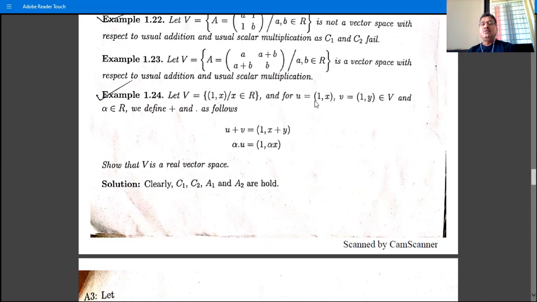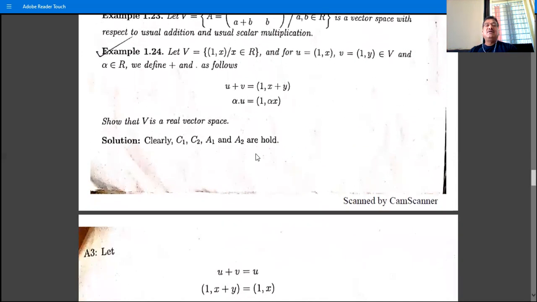And for U equal to (1, x) and V equal to (1, y), the definition of addition is this: U plus V is (1, 1 plus 1 is not 1, 2, it is) (1, x plus y). And alpha U is (1, alpha x). And then V is a vector space with respect to these two operations. That is why I have to write all the 10 properties, the proof of all the 10 properties. So this is a vector space.